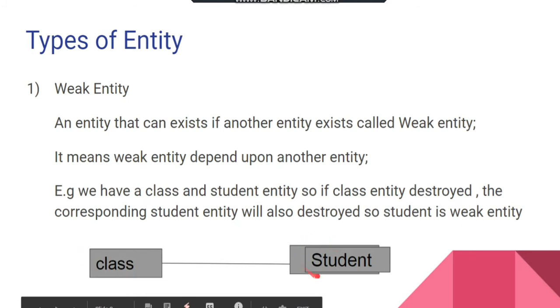And a weak entity is represented by a double line. So this is called the weak entity. Student is a weak entity. If my class is destroyed, then I can never call myself a student, because I have no class and every student has a class. So this is the concept of a weak entity.